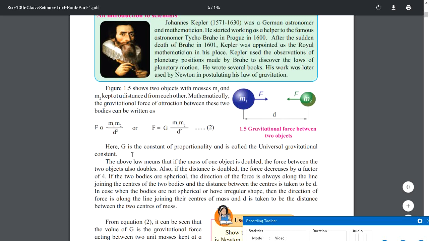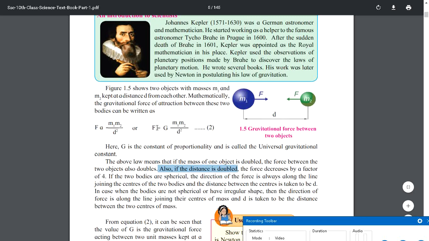The above law means that if the mass of one object is doubled, the force between the two objects also doubles. How? If mass m1 becomes 2m1, obviously the value of the force becomes twice, right? Also, if the distance is doubled, the force decreases by a factor of 4. How is this? If you double the distance, it becomes 2d whole square, right? So it will become 4d square.